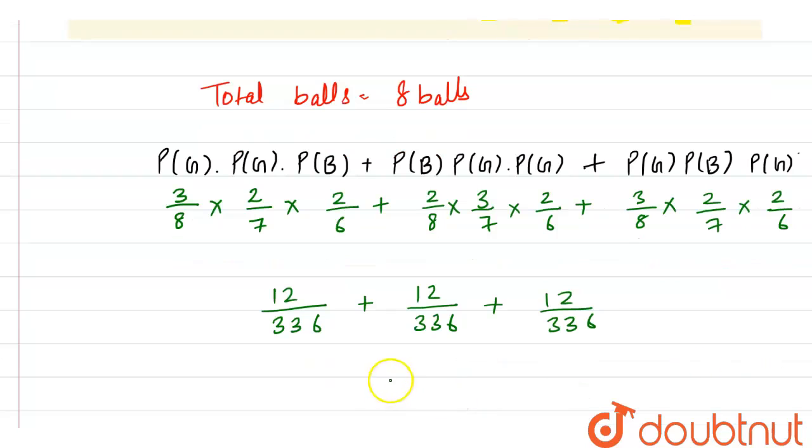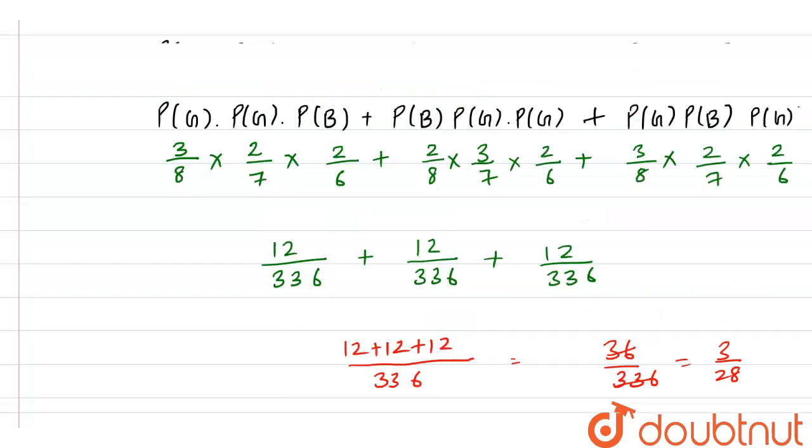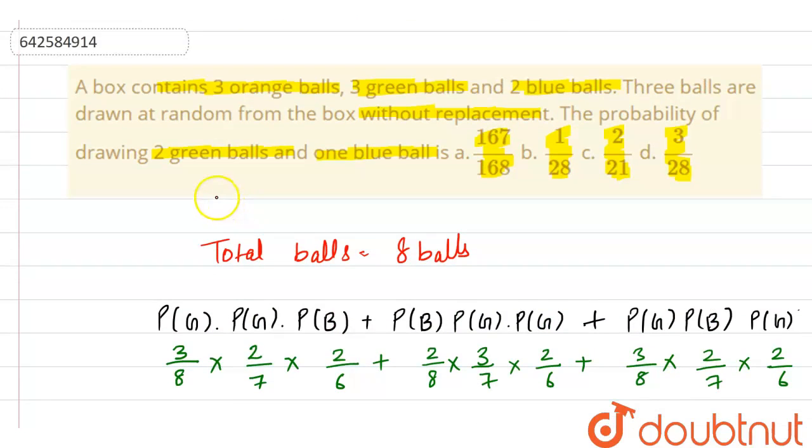Now if we solve this, the LCM is 336. So 336, and here 12 plus 12 plus 12, which is equal to 36 by 336. And if we solve this, we will get it as 3 by 28. So we can say that the probability of drawing 2 green balls and 1 blue ball is option D, that is 3 by 28, and this is our final answer.